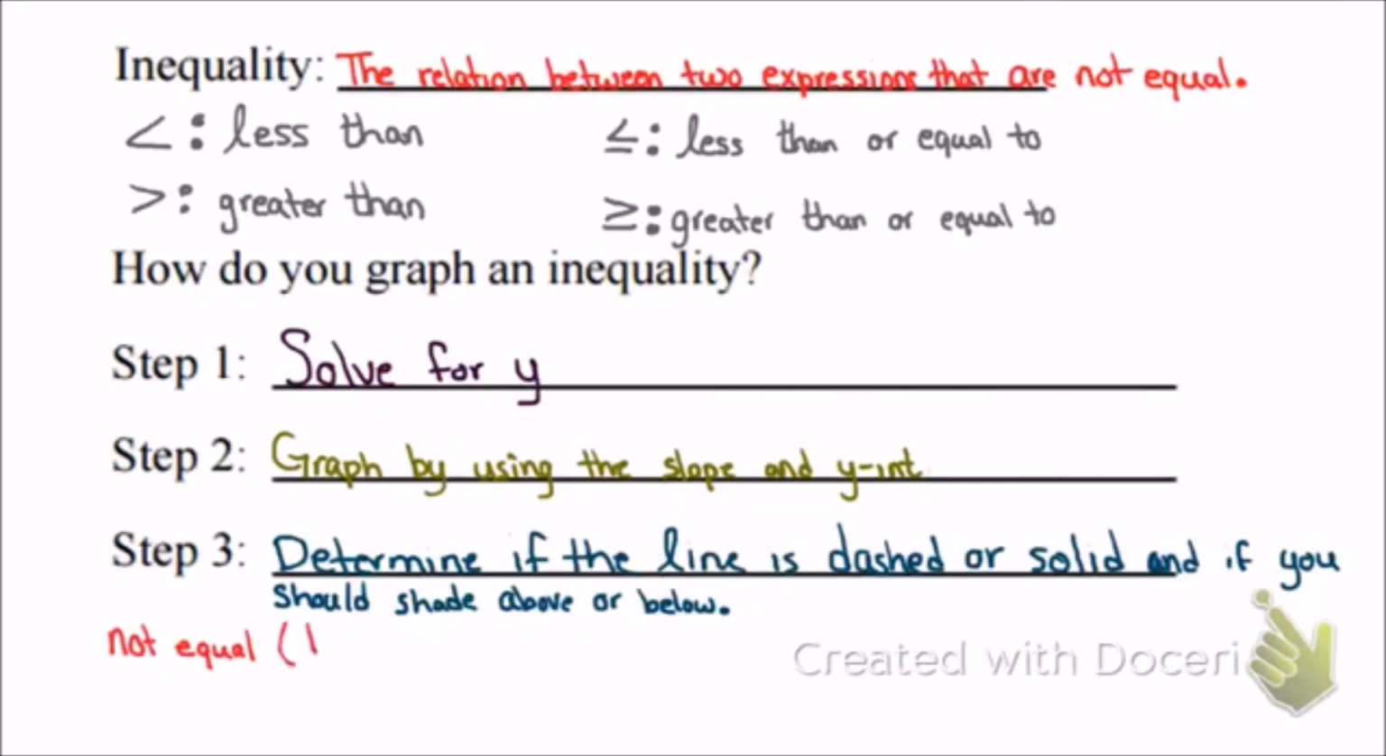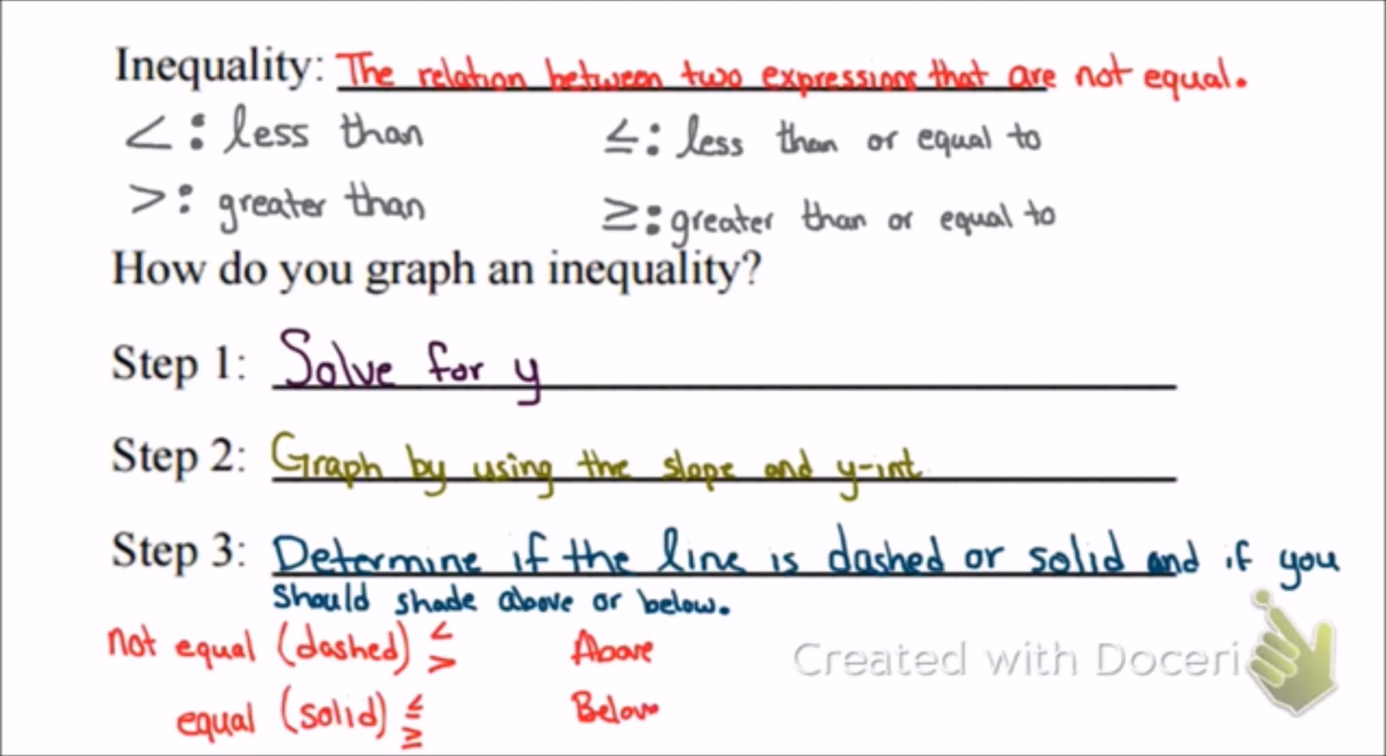So if it's not equal, you have a dashed line, and the inequalities that are not equal are the less than and the greater than signs, because if you notice, they don't have that line, so they're not equal. If you have a solid line, that means that you are equal, and then you would use the ones that have the less than or equal to sign and the greater than or equal to sign. Now, let's think about, are we going to shade above or below the line?